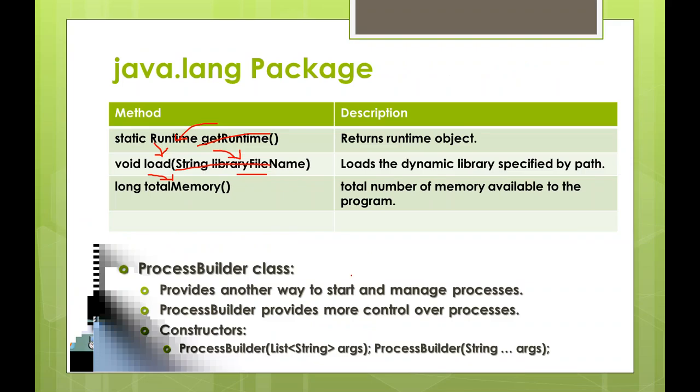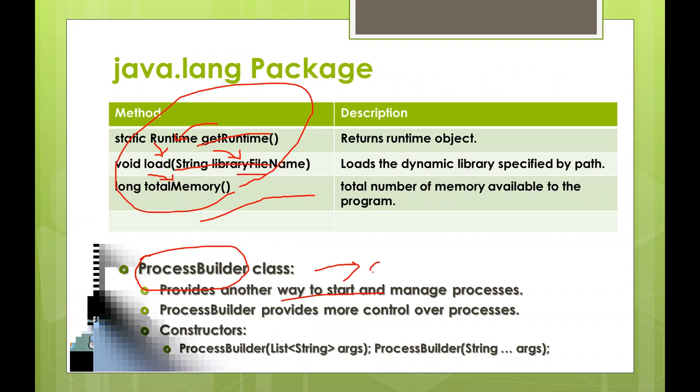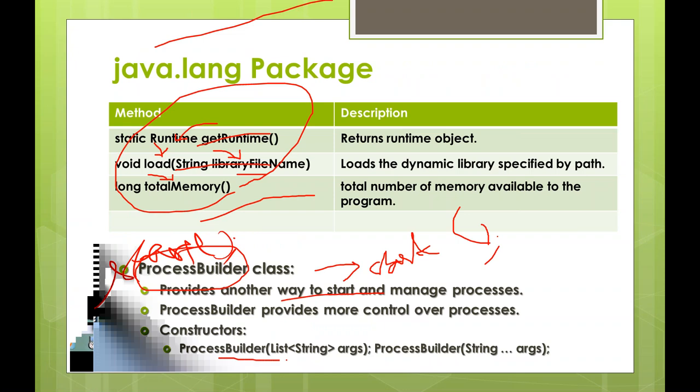So let's move on. Similarly, what we can do with the Runtime, we can do similar things with the Process, but it gives more control over the process. Another way to start, the method to start in this case is the start method. Sorry, the constructor is ProcessBuilder.